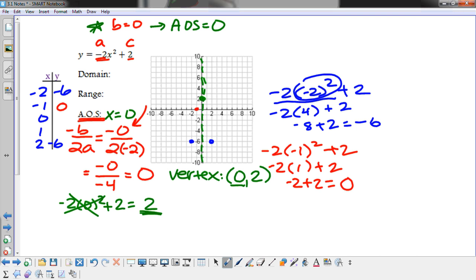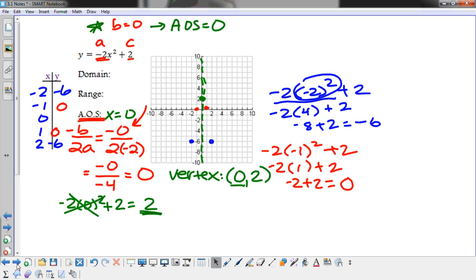What do you think? 0. But where will it be? At what x value will the 0 be? At 1, yeah. From negative 1, 0, it'll reflect over to 1, 0.